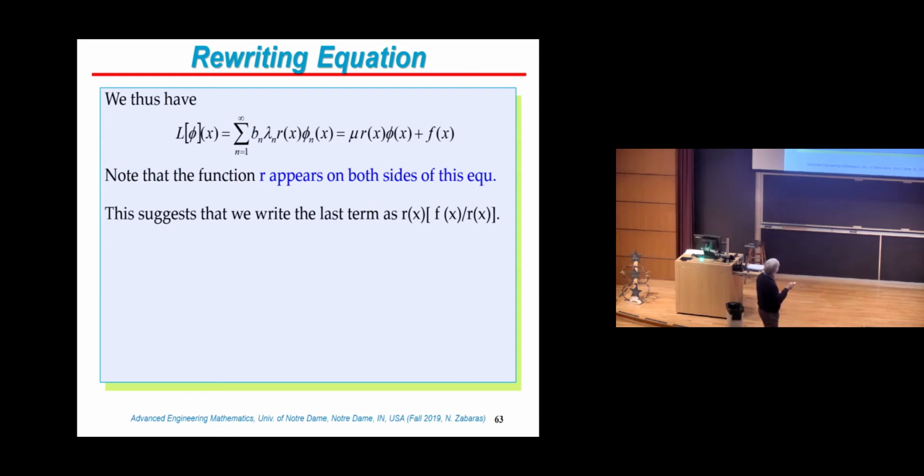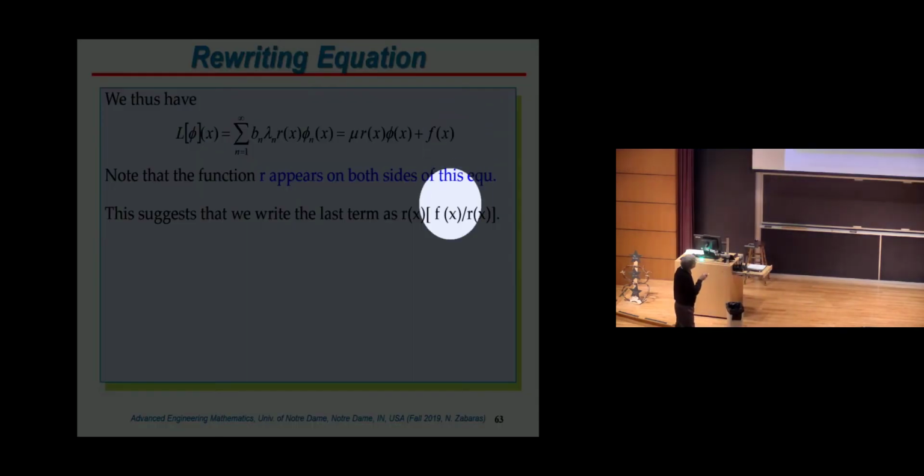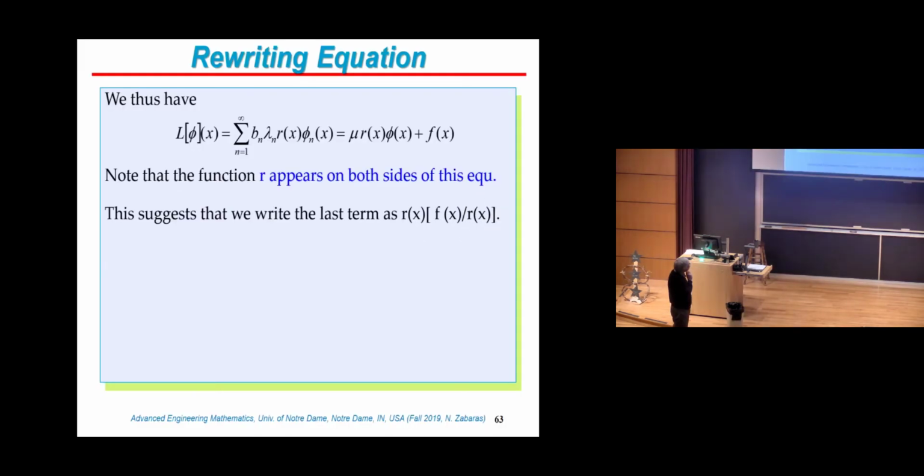So here is the trick. I'm going to write f of x, that's the source term, as r times f divided by r. And remember, f is a known function, right? It's the source term in my non-homogeneous problem. Guess what the next step will be?